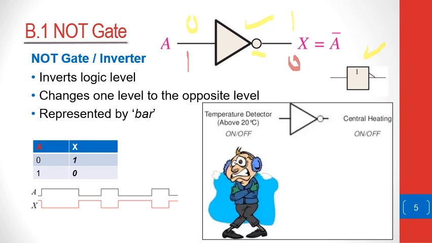And it's represented by a bar. What do I mean by a bar? I mean this notation. So the output is the input bar. So X is equal to A bar if A is the input. So in terms of the truth table, this would be the truth table, which means if the input is 0, then the output becomes 1. When the input is 1, the output becomes 0. If you look at the timing diagram, if this was the input, moving from 1 to 0, back to 1, and so on and so forth, then it means the output will simply do the opposite. It will be 0 and then 1.